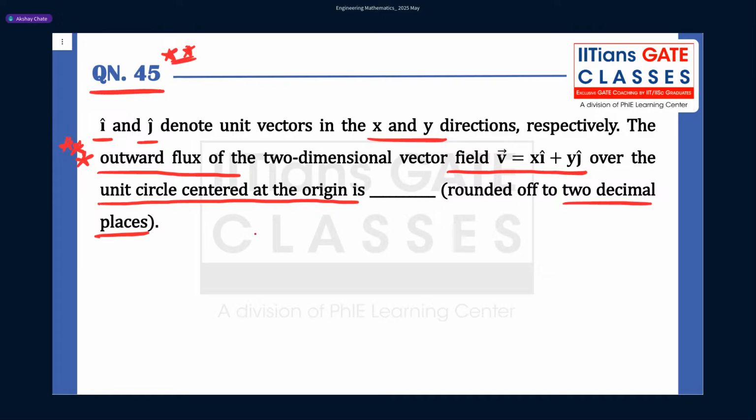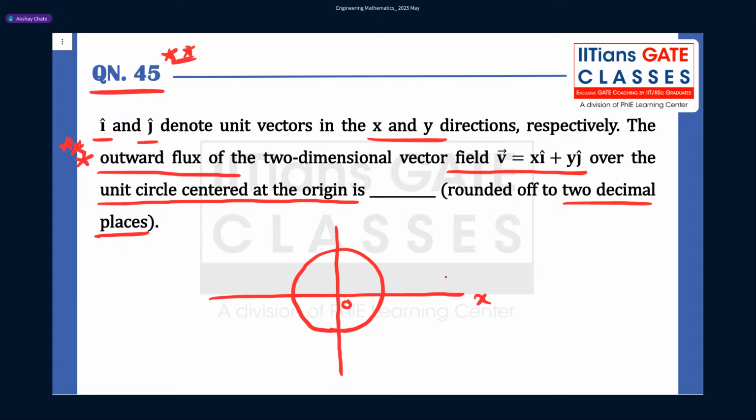Okay, so basically what they are asking you to find is, if you consider a unit circle centered at origin, unit means radius equal to 1. Okay, so let's say this is your origin, and let's say this is your xy field, and this is your unit radius. Okay, and you have this vector field which is x i plus y j.